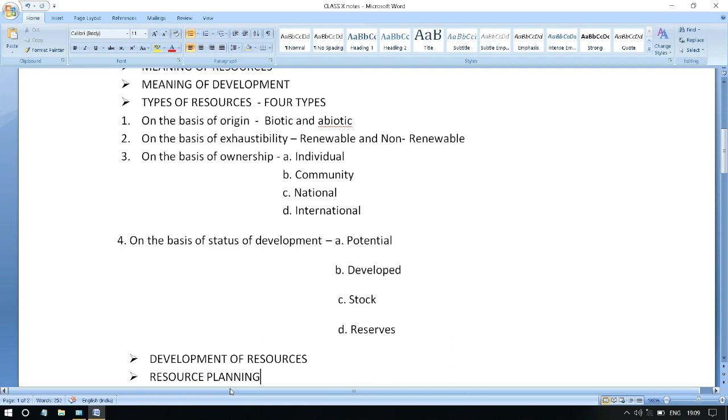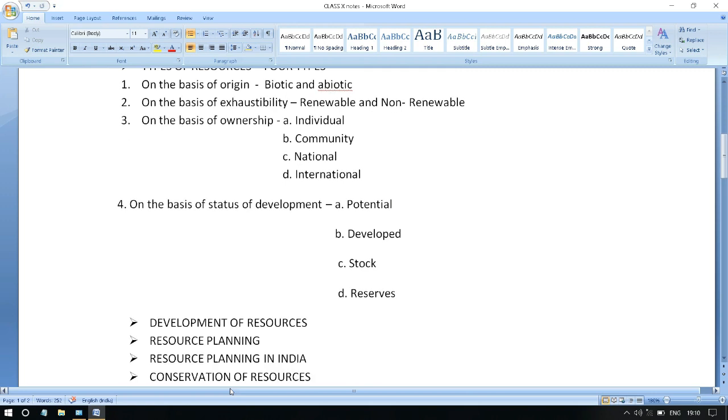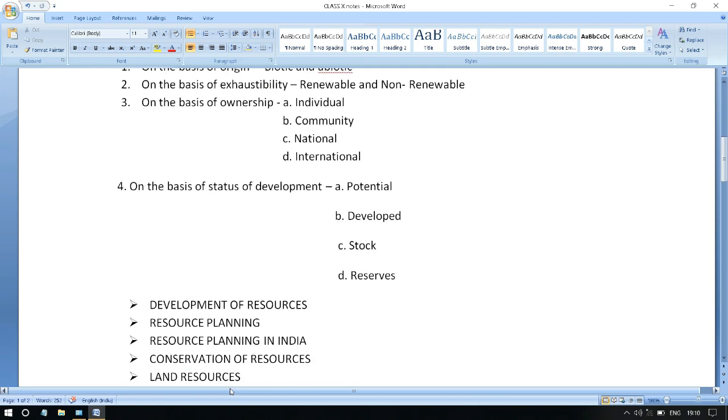Now see, the next heading we have is development of resources. Of course, by the meaning we can understand, here we are going to understand how we are going to develop our resources, what kind of methods we will use. Then we have resource planning. After development of the resources, we check whether all the resources are developed or not, what kind of resources we found, and where we found them in India. So resource planning is mentioned, and then resource planning in India. Some methods of resource planning we use throughout the world, and some we use only in India. Next, we have conservation of resources.